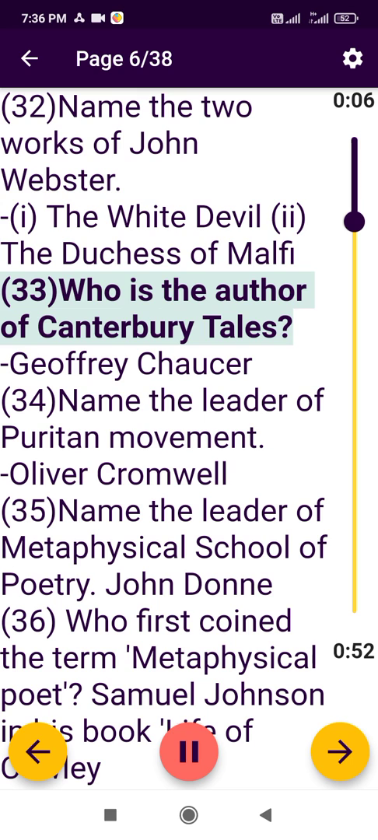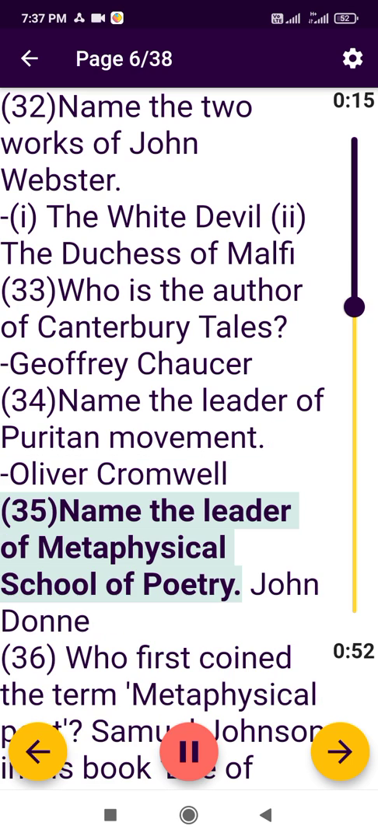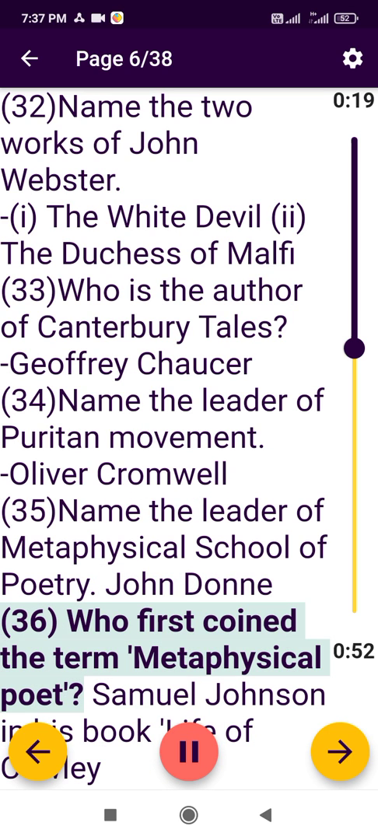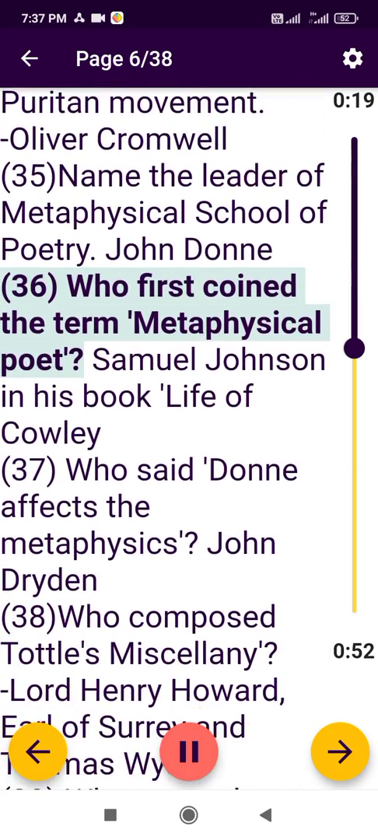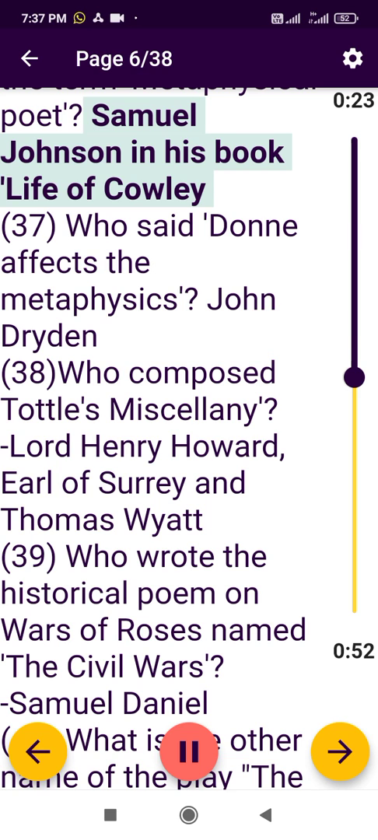33. Who is the author of Canterbury Tales? Geoffrey Chaucer. 34. Name the leader of Puritan movement. Oliver Cromwell. 35. Name the leader of Metaphysical School of Poetry. John Donne. 36. Who first coined the term metaphysical poet? Samuel Johnson in his book, Life of Cowley.